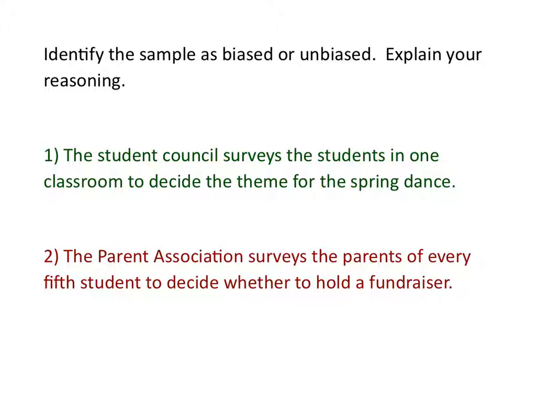Now, to figure out if the example is biased or unbiased, we want to look for certain features. If we are using some type of random sampling here, then we're just fine. But here, I would look at that they're only asking one classroom to decide the theme for the spring dance. So this is a very little sample of the larger population by only asking one classroom. So this, therefore, would have bias because they would only ask one classroom.